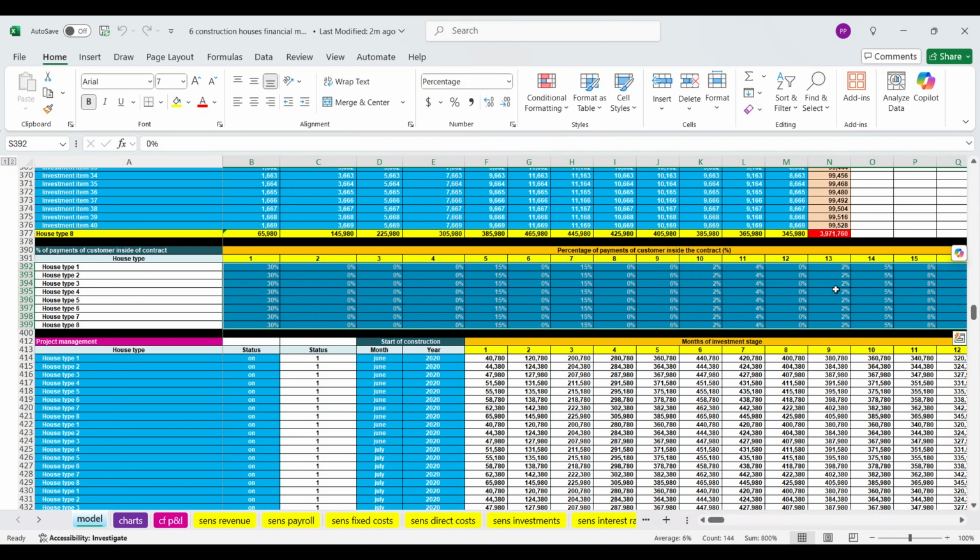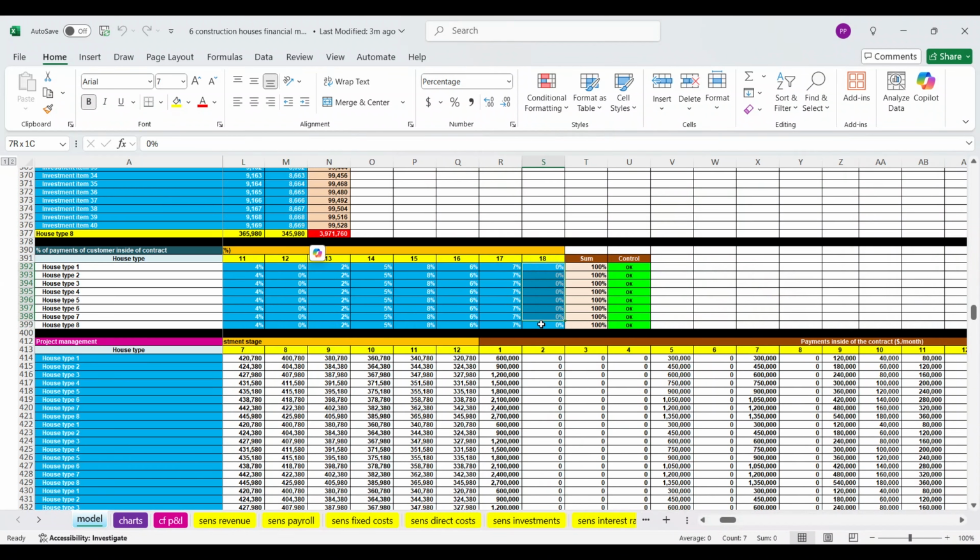So this will affect the cash flow statement, and it will be very interesting for you to see how much financing you will need in this scenario and that scenario, depending on what the payments from the customers will be. Lots of entrepreneurs play with this block of inputs because they want to see how much financing they need if the customers start paying them earlier, or if they pay them, let's say, after 18 months of construction, after starting the construction. This will significantly affect the amount of financing that you will need to start.